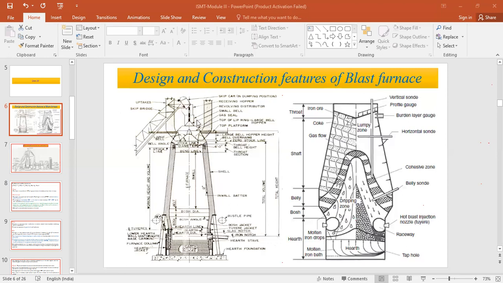Now, parts of the blast furnace. You have two different pictures here. This picture gives a schematic view of the entire setup in one way, other than the accessories. You can see there is a charging system, a skip charging system. Of course, this is the old construction of the blast furnace, where you have a bell type of charging system. Nowadays, we have bell-less charging systems arranged for all blast furnaces.